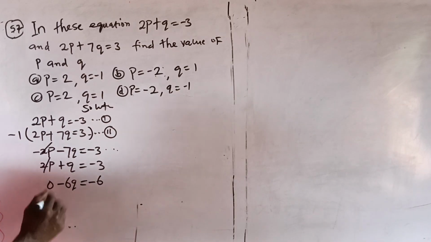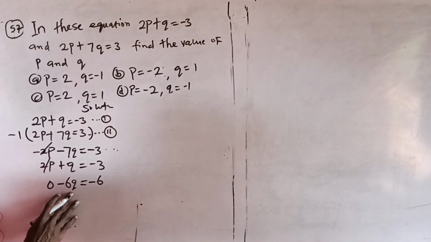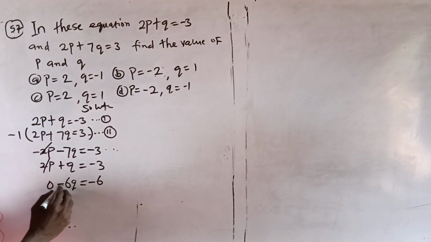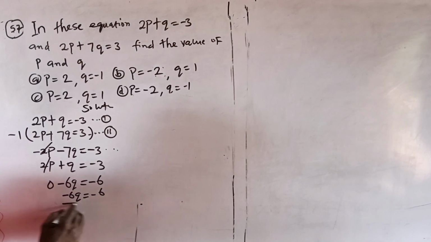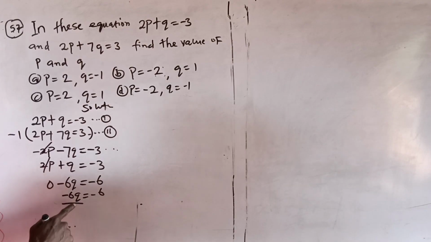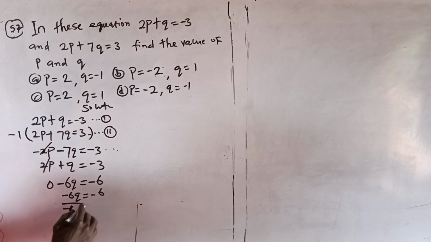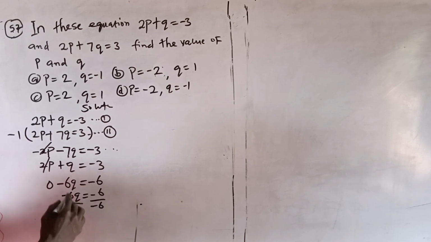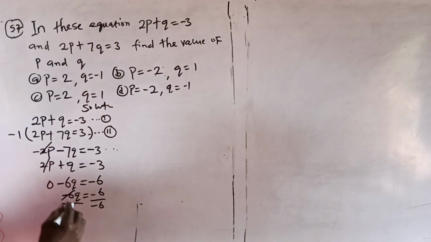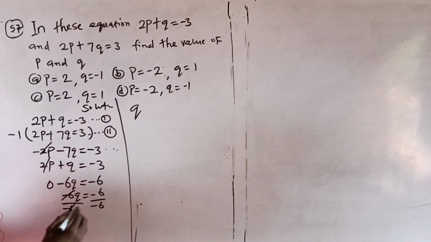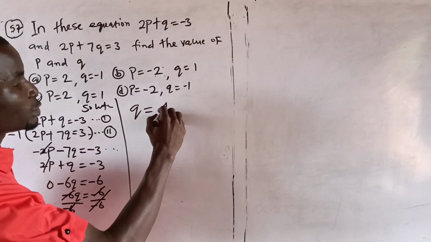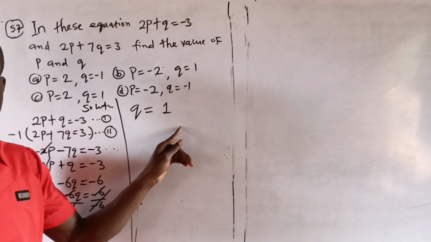So what do we do in order for the q to stay alone? Let's remove this, because 0 minus this will still give us minus 6q equals to minus 6. So we are dividing all through by minus 6 so that q will be the unknown, right? So divide all through by minus 6. So minus 6 cancel minus 6. We are left with what? q. We are left with q equals to minus 6 divided by minus 6. We are left with 1. So our q is equals to 1.